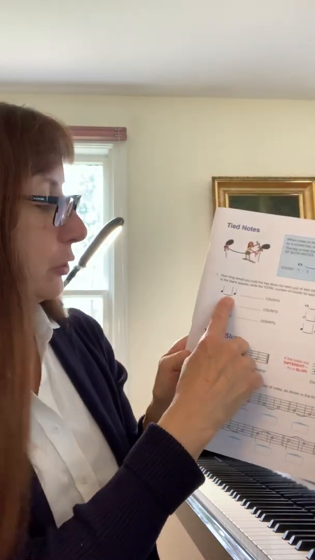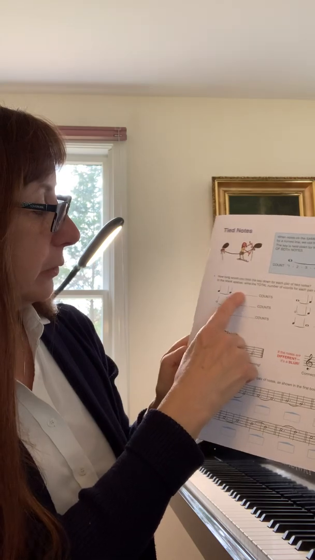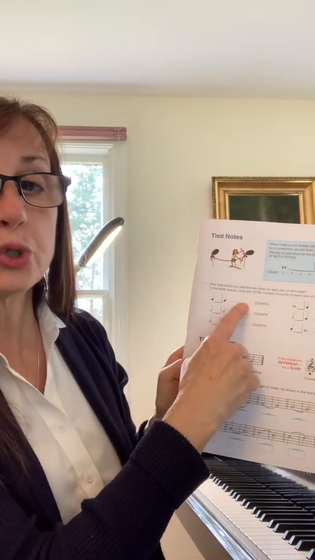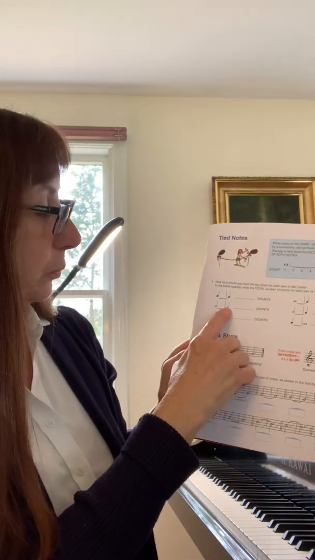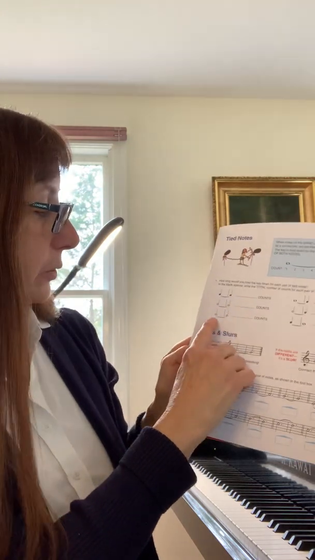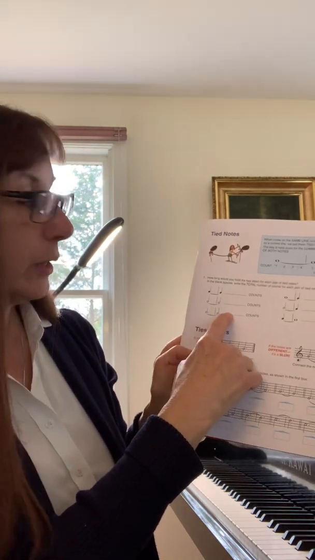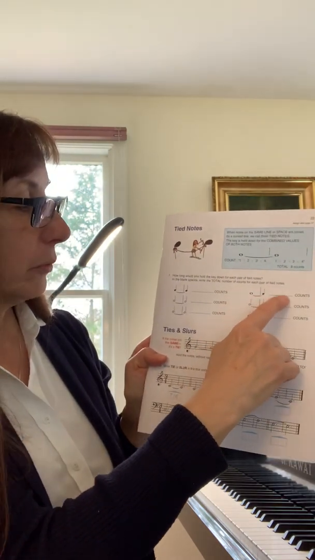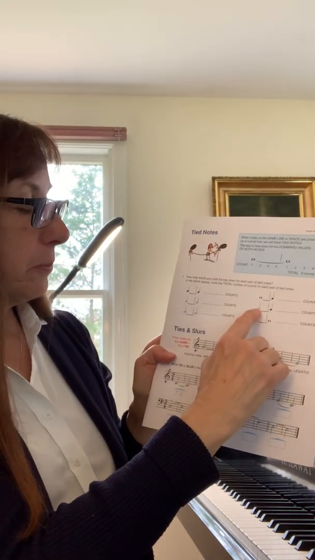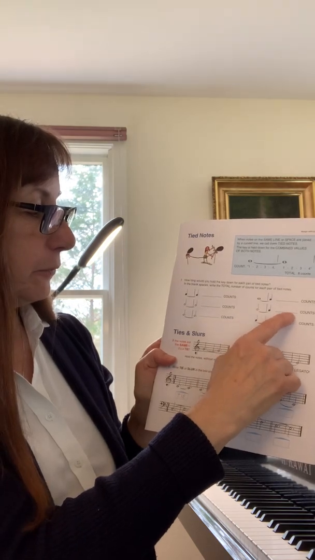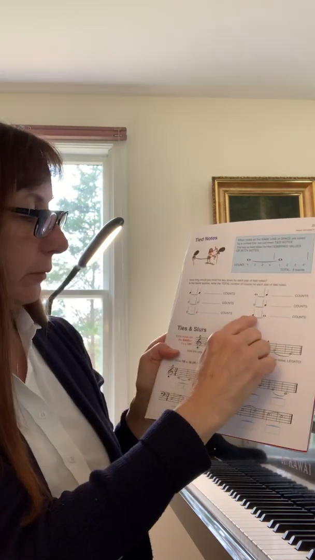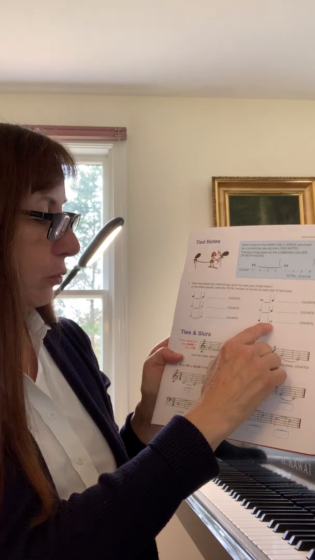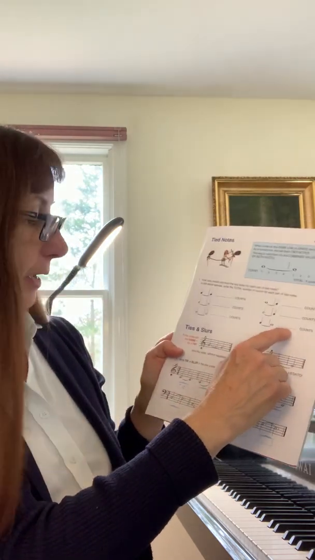So the first answer is 1 plus 1 equals 2 counts. 2 plus 2 equals 4 counts. 3 plus 3 equals 6 counts. A 4-beat note plus a 1-beat note is 5 counts. A 3-beat note plus a 1-beat note is 4 beats, 4 counts. A 1-beat note plus a 4-beat note is 5 counts.